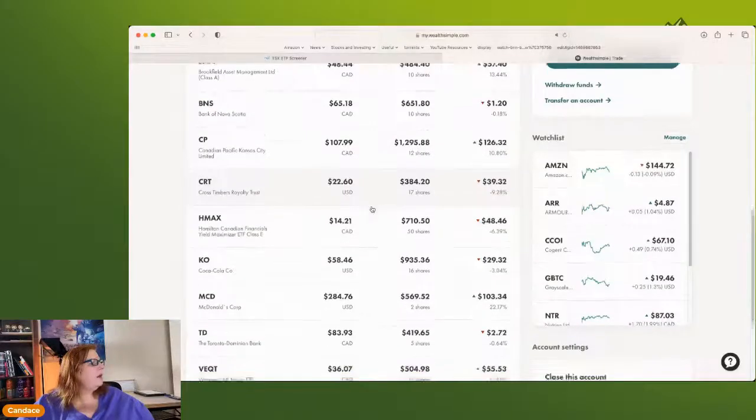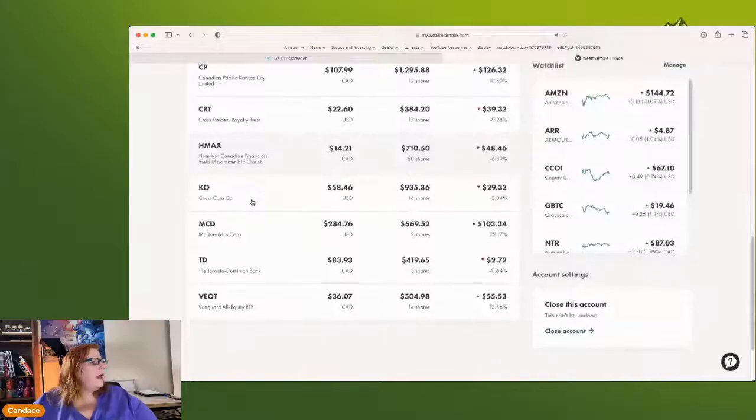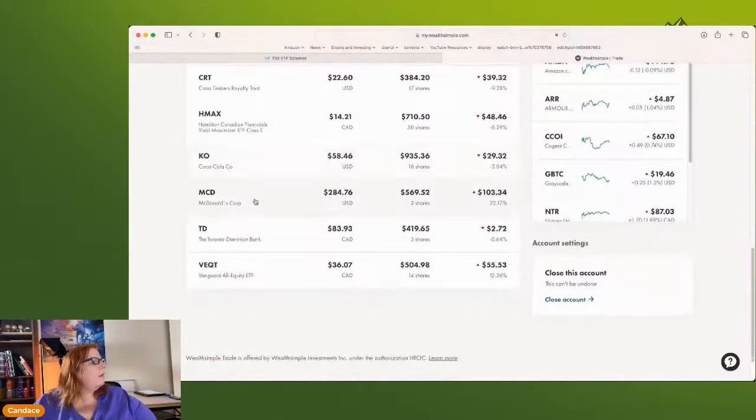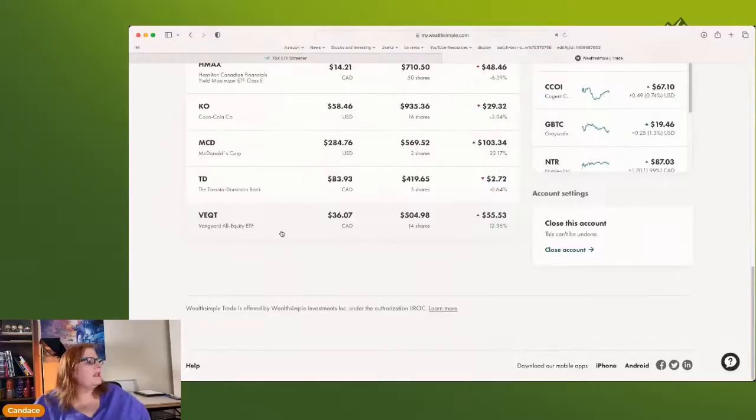I do love them. I got HMAX in there, so they're not down that far, and that's your Hamilton Canadian Financials. I got Coca-Cola in there. Got my McDonald's in there. McDonald's is up pretty much $103 that I've made on that. TD, but here's the Vanguard All Equity ETF I have.